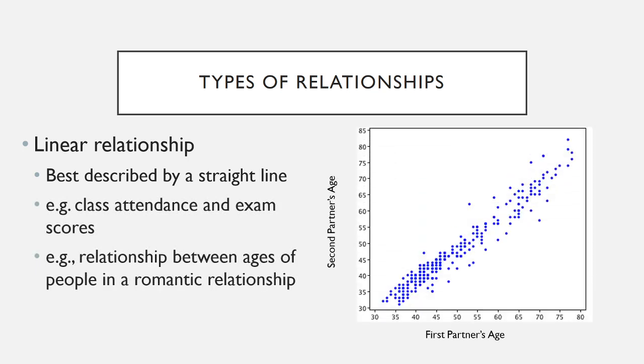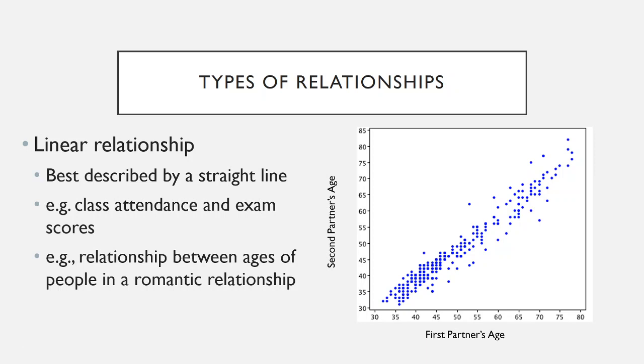So if, for example, you were depicting the relationship between ages of partners in a romantic relationship, you see those variables form a pretty distinct visible straight line. So the best single line that could be slapped sort of through the middle of this cloud of dots that would sort of best sum them up would be a single straight line through there. That's what we mean by a linear relationship.